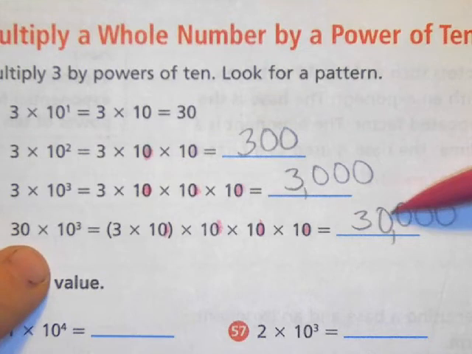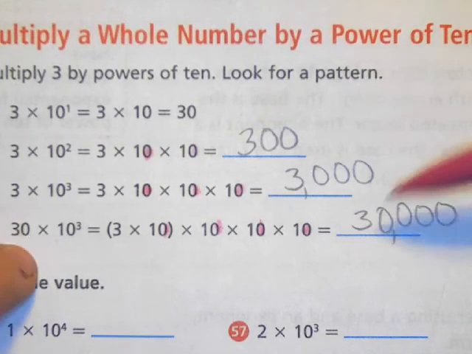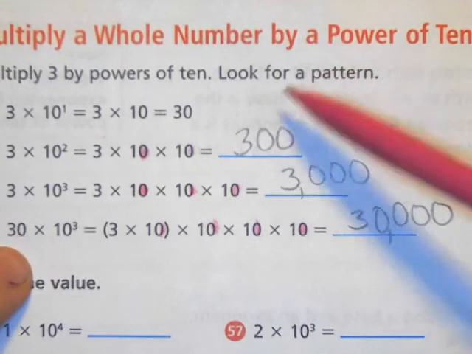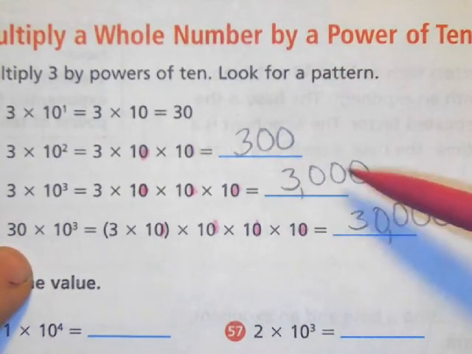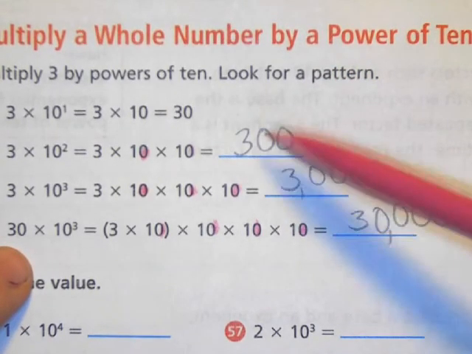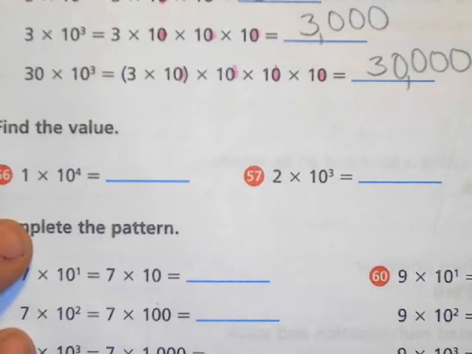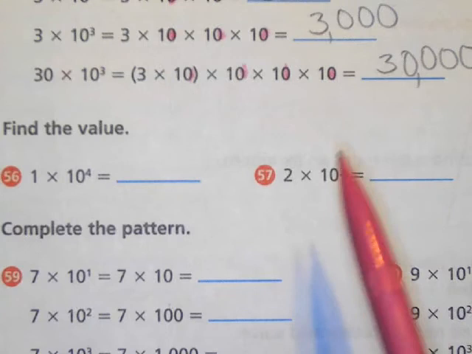So let's take a look at these numbers. We have a 3 with 1 zero, a 3 with 2 zeros, a 3 with 3 zeros, and a 30 with 3 more zeros, or you could say a 3 with 4 zeros. So that is the pattern here, it's growing by one place value every time. It's shifting over, or you're adding a zero every time.